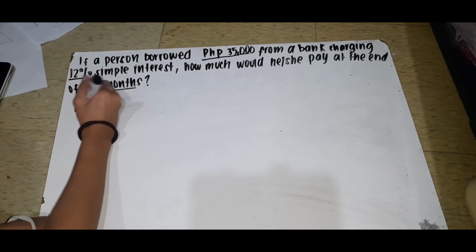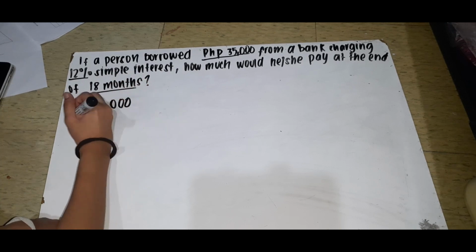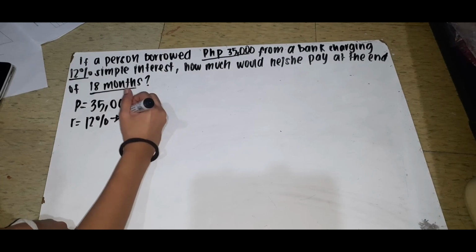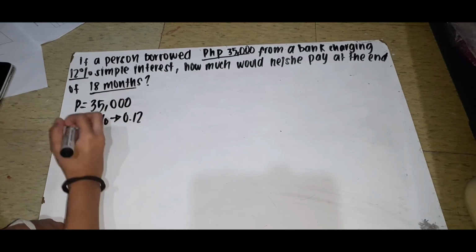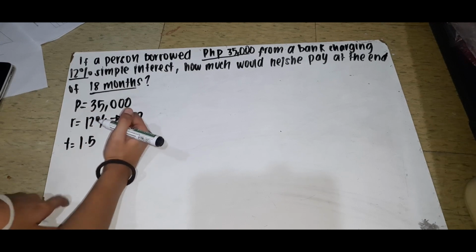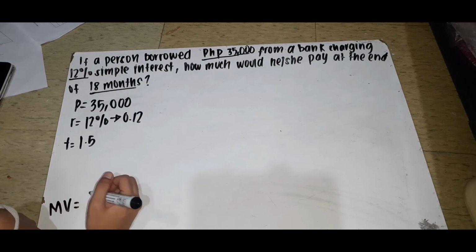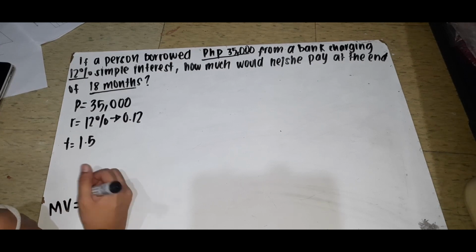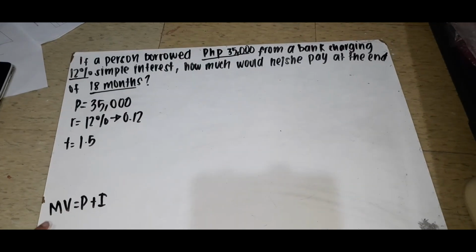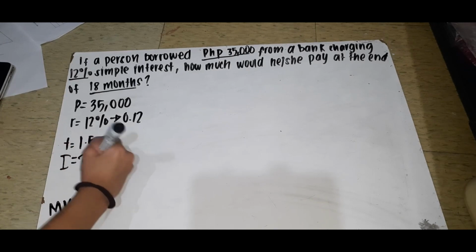So principal is 35,000. Rate is 12%, and divided by 100, it's 0.12. And time is 1.5. This is like the same question as the first example that I just gave earlier. So we're going to look for the maturity value, but we still don't have the interest.